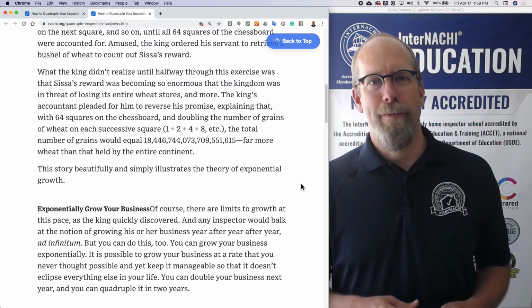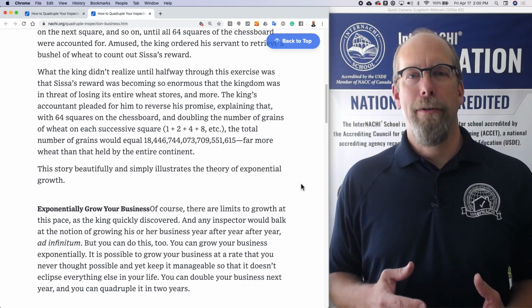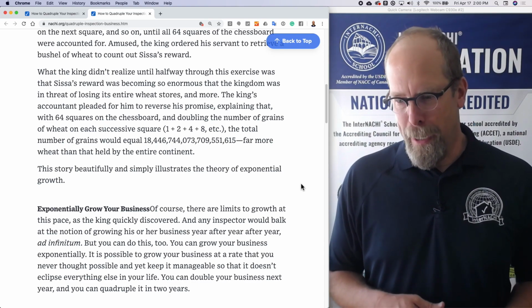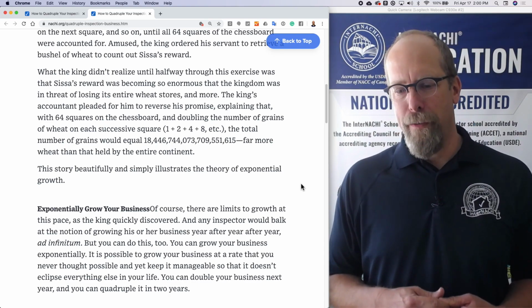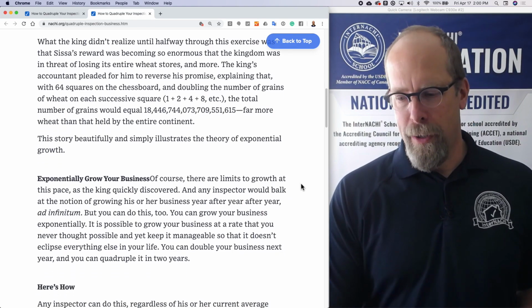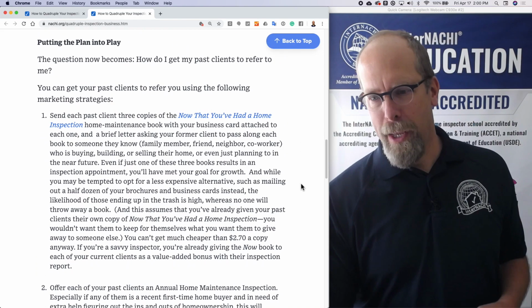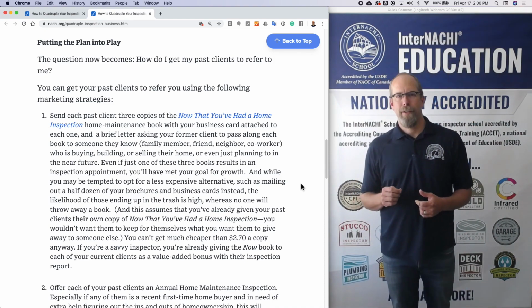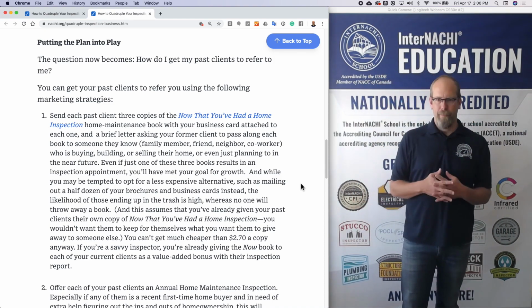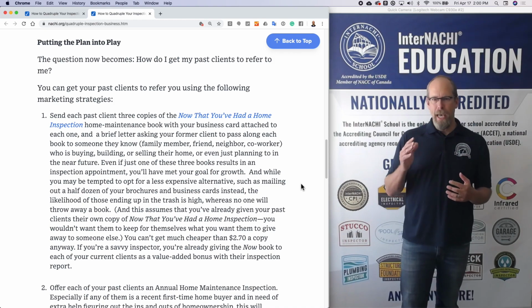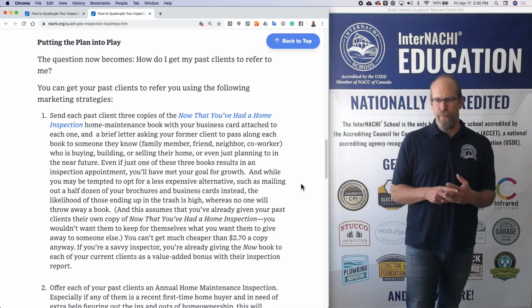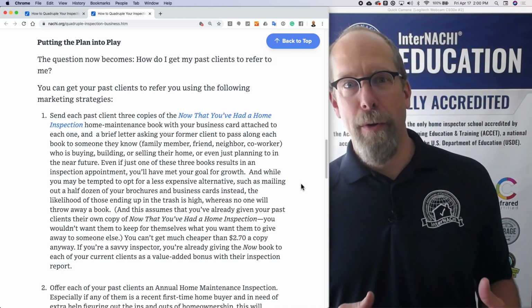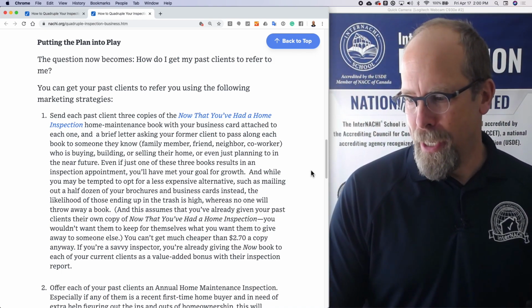So this little story about the chessboard and the math involved illustrates the theory of exponential growth. So what you want to do is, how do I get my clients to refer work to me? You can get your past clients to refer work to you using these following marketing strategies.